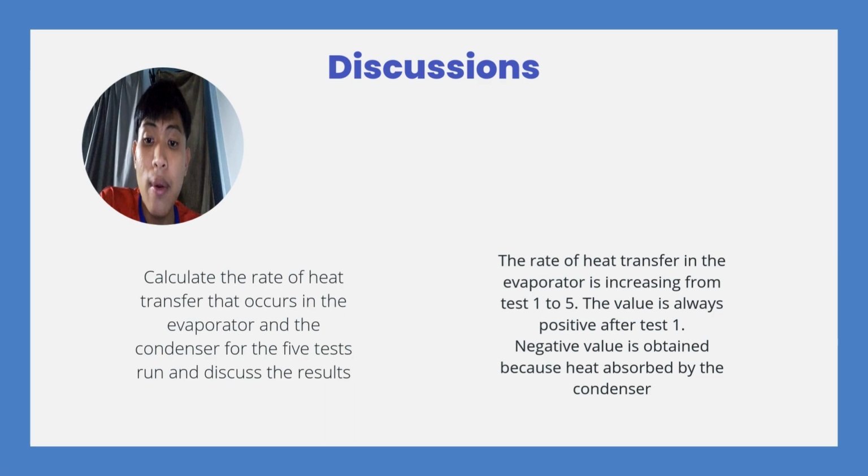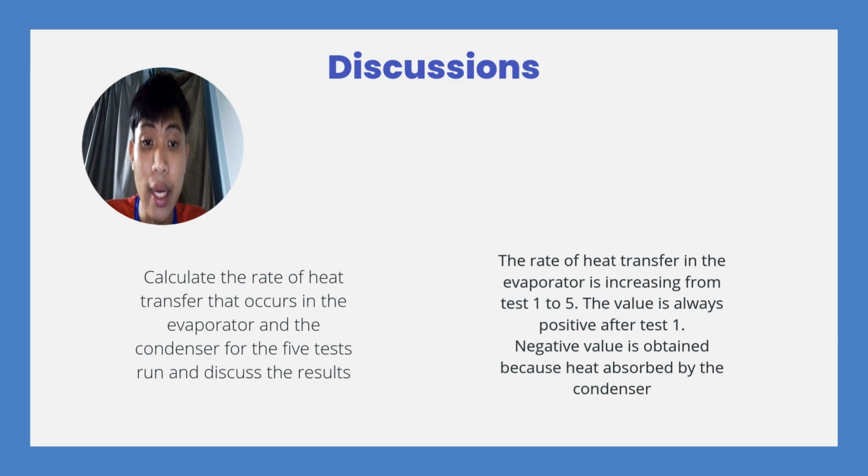So, as mentioned by Hanis, one of my groupmates, the rate of heat transfer in the evaporator is increasing from test 1 to 5 and the value is always positive after test 1. So what we can conclude here is that the heat is absorbed in the evaporator, based on the vapor compression refrigeration system diagram. Since the absolute value at the condenser is varied, the rate of heat transfer in the condenser is different, which decreases from test 1 to test 2 and increases after test 2.